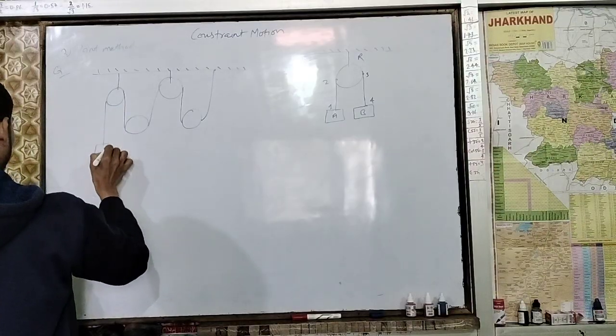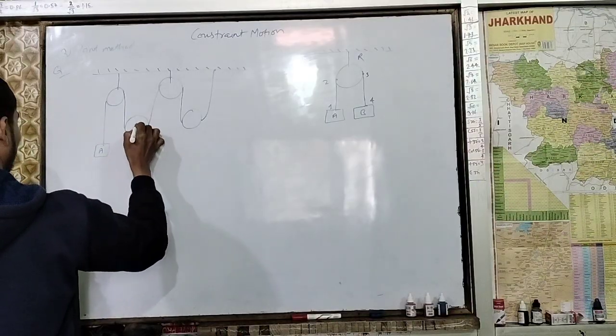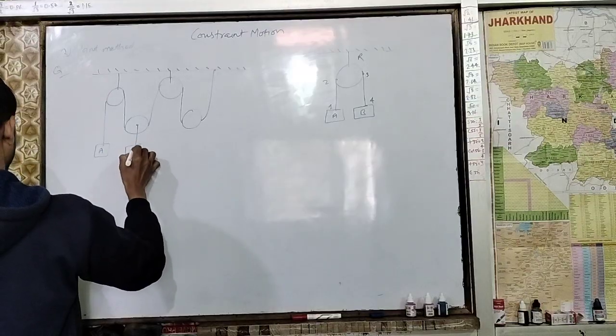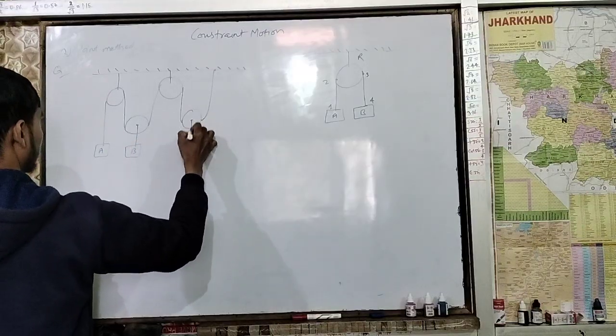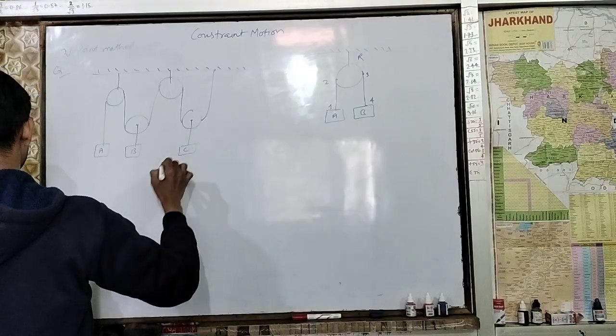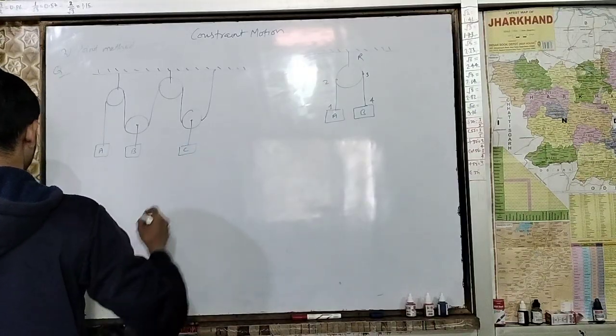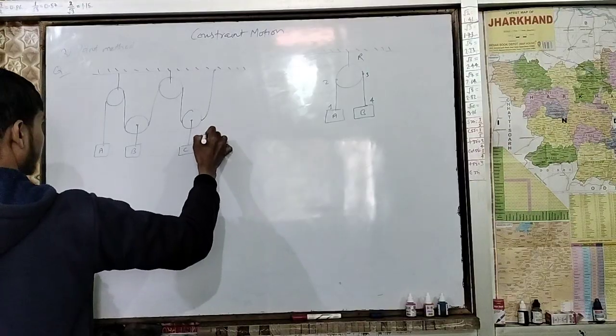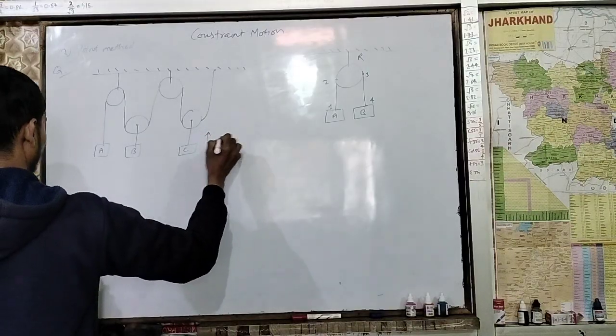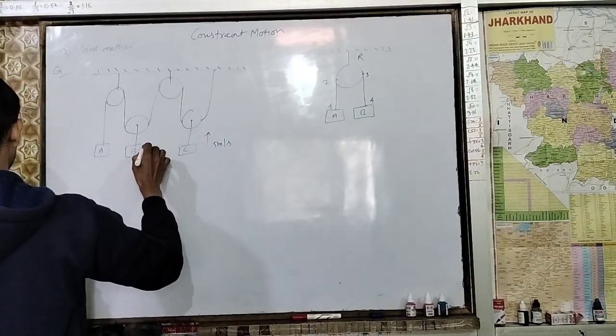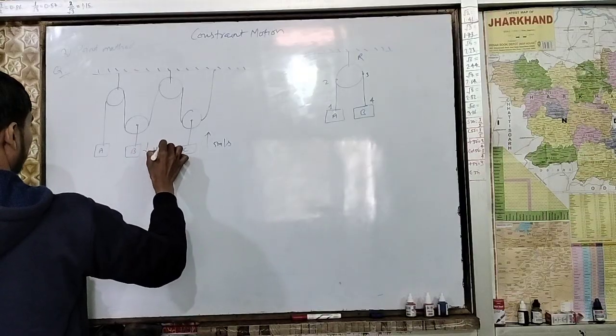A block. B block. C block. So C block is moving with 5 meter per second, and A block is going downward with 10 meter per second.